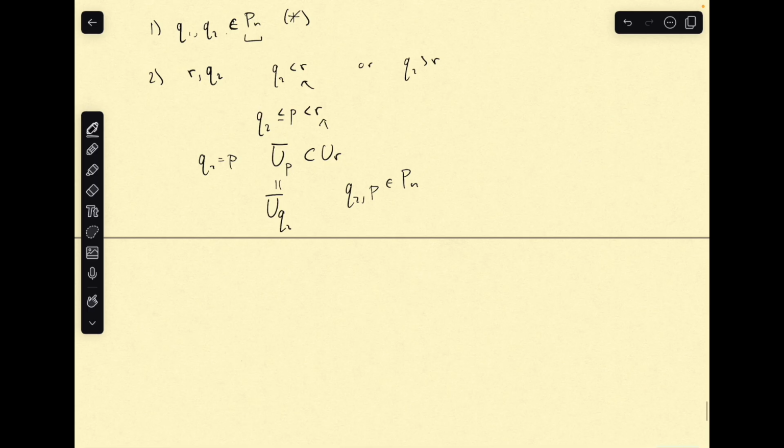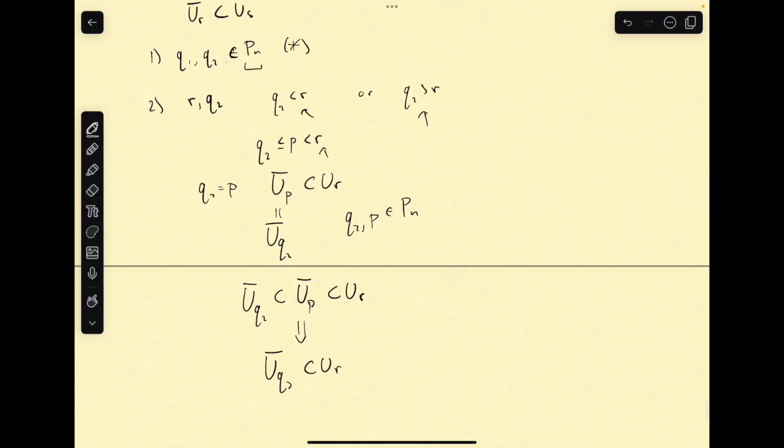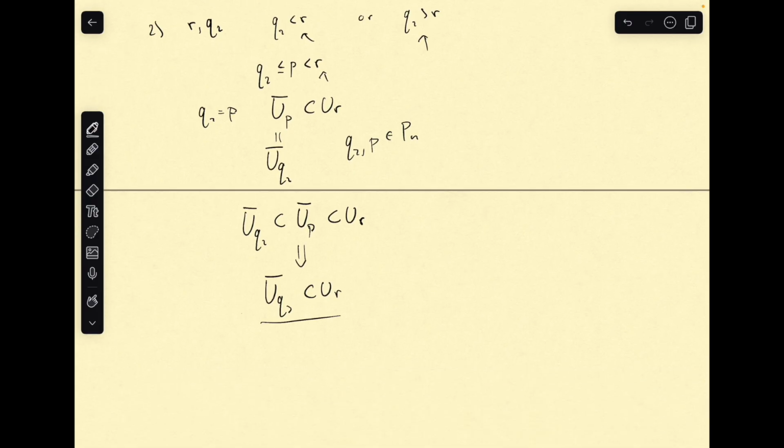So in this case, we know that the closure of the open set corresponding to Q2 is contained in the open set corresponding to P, and we already defined U of P such that its closure is contained in U of R, and this just immediately gives us the fact that the closure of U of Q2 is contained in U of R. And of course, if we were to have assumed that Q2 is greater than R, it's the exact same proof. So for P n plus 1, we have the star property.